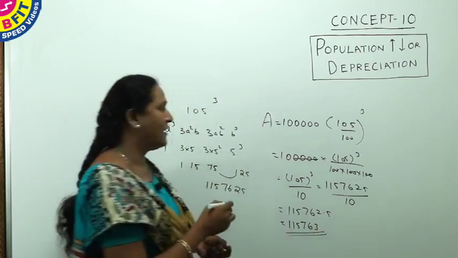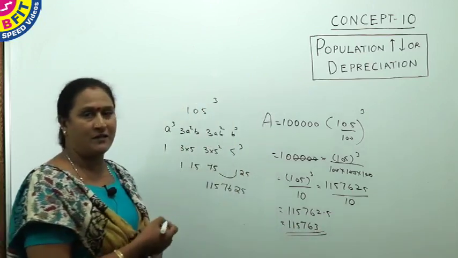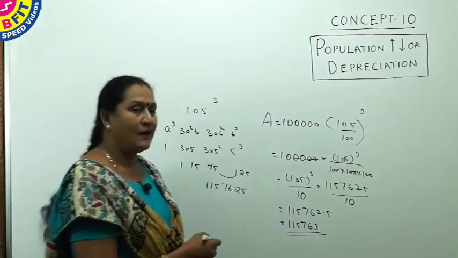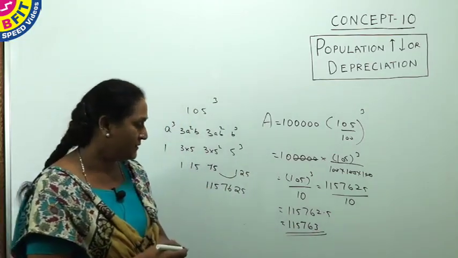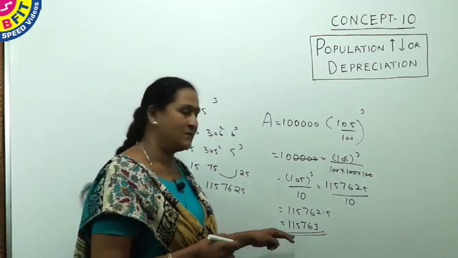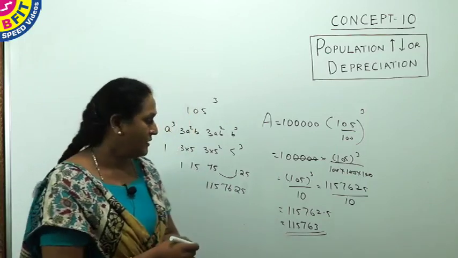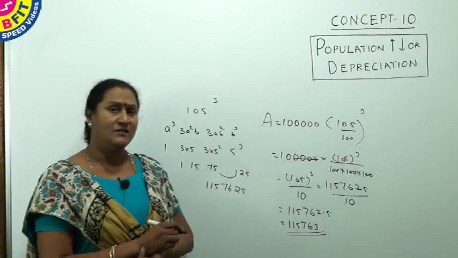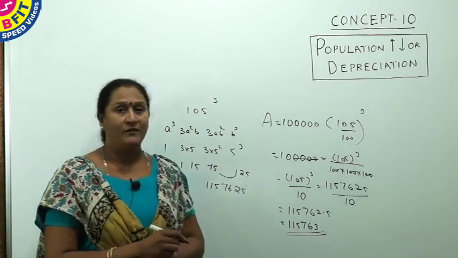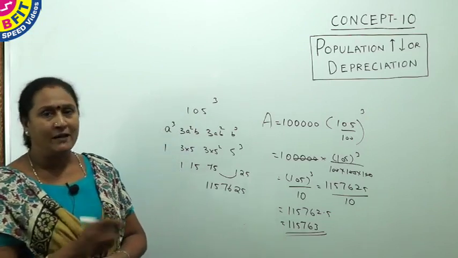The population after 3 years, where the initial population of 1 lakh is given and it is increasing by 5% every year. So after 3 years it is 1,15,763 and the answer is option B. So we'll see another example, where we work out the concepts of depreciation.